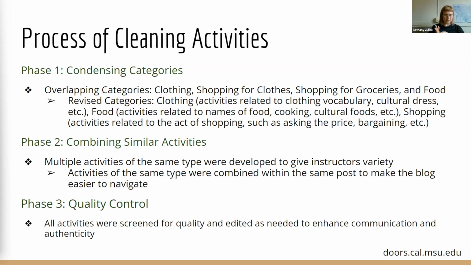For example, there was a category for clothing, shopping for clothes, and also shopping for groceries. We changed that so that it would be more navigable, with a category just for clothing, having to do with articles of clothing, cultural dress, things like that. Food, only relating to words for actual food items or cooking. And then a category for shopping, which encompasses anything related to the actual act of buying, selling, bargaining, things like that. We then also combined similar activities.